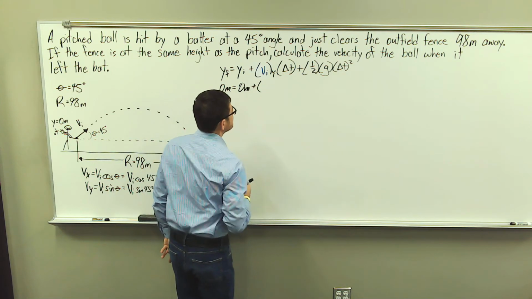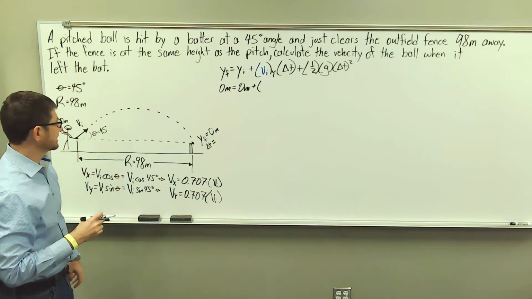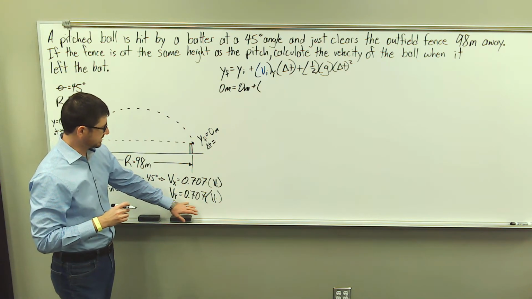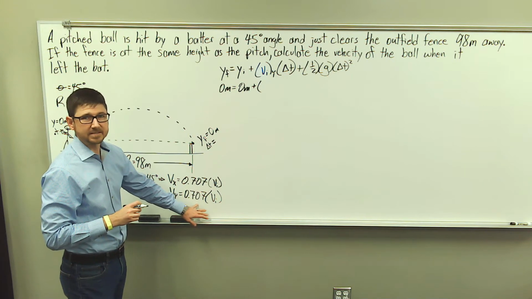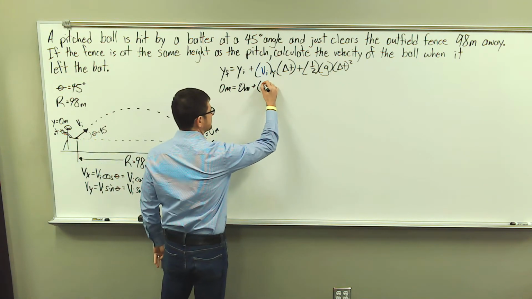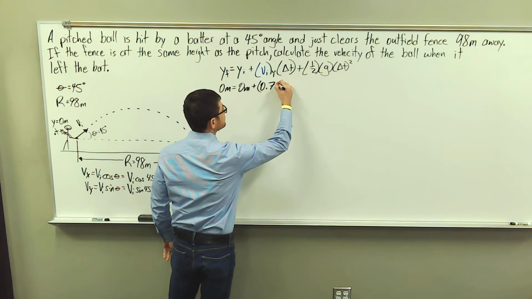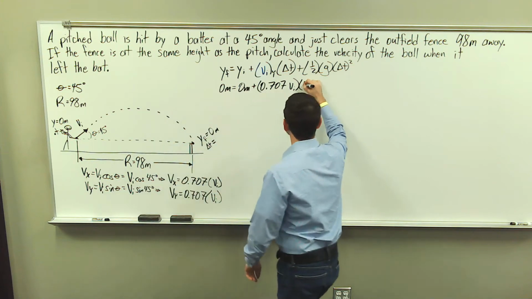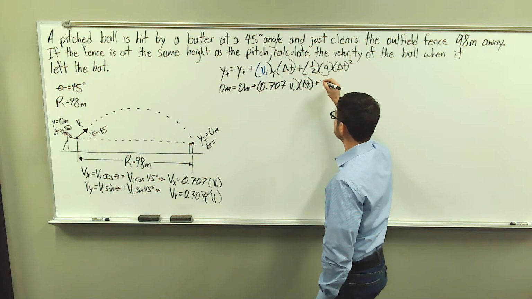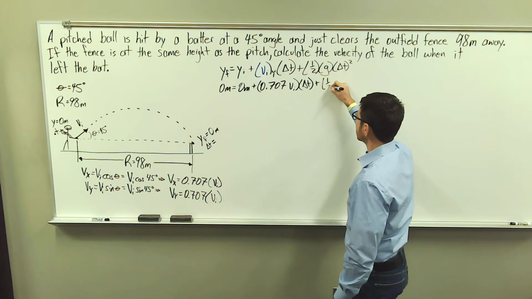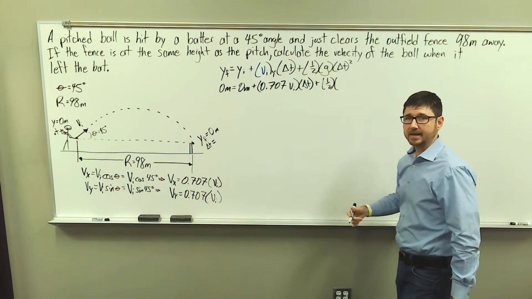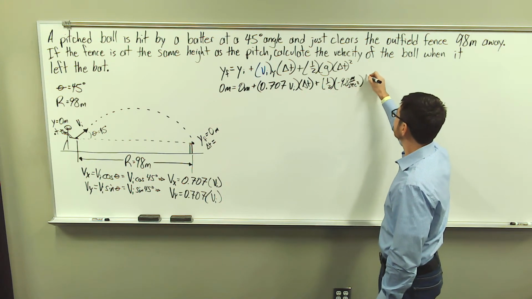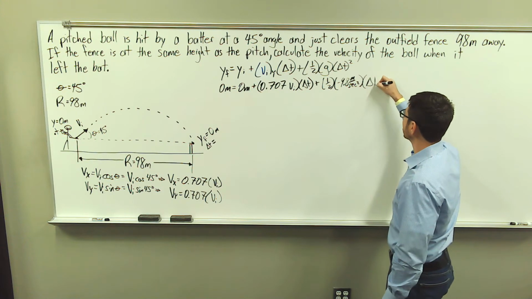Plus, my initial velocity in the y direction is right here, 0.707 times v sub i, times delta t, plus 1/2 times the acceleration due to gravity, so that's negative 9.8 meters per second squared, multiplied by delta t squared.